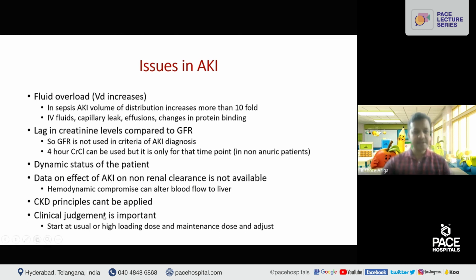So here clinical judgment is very important. There is no doubt about the loading dose. We need to give a normal dose or high loading dose based on the volume of distribution. But for the maintenance dose, initially, if the patient is sick, we need to give normal dosages, and we need to see the response of the patient. We need to look for toxicity. And if we have any other information about the urine output, or if we can calculate the creatinine clearance in the urine, we can adjust based on that.